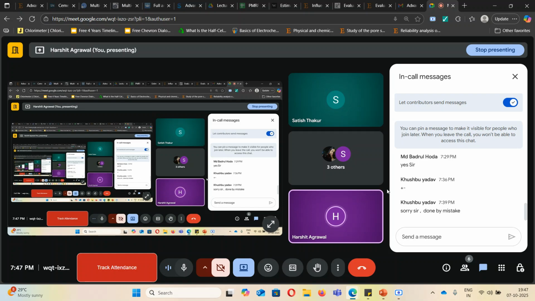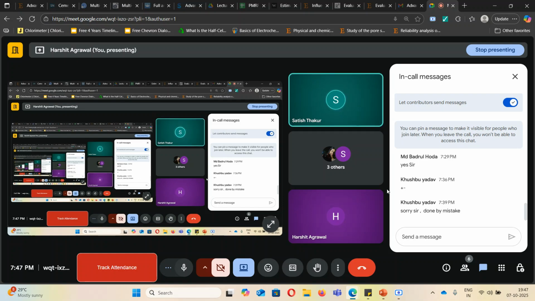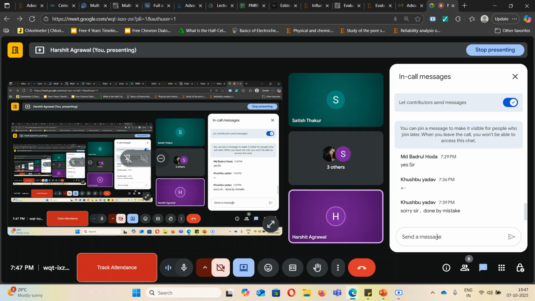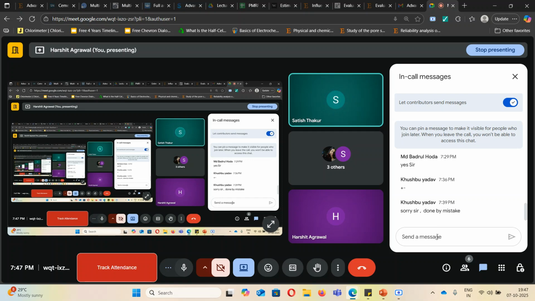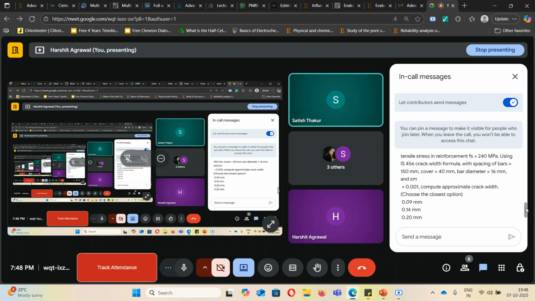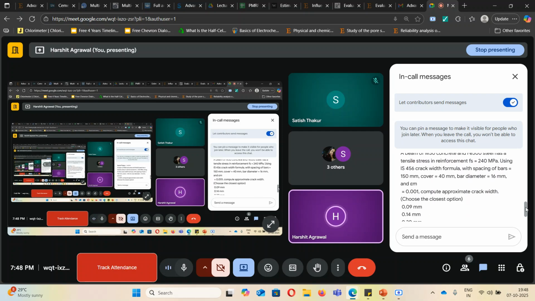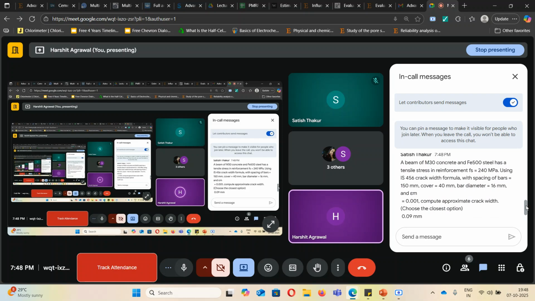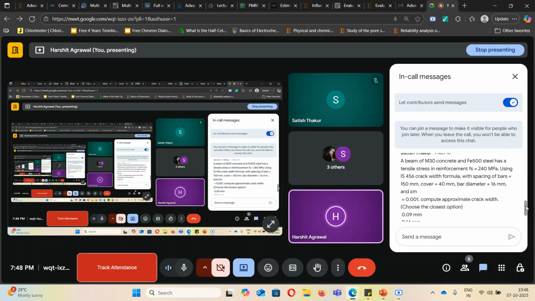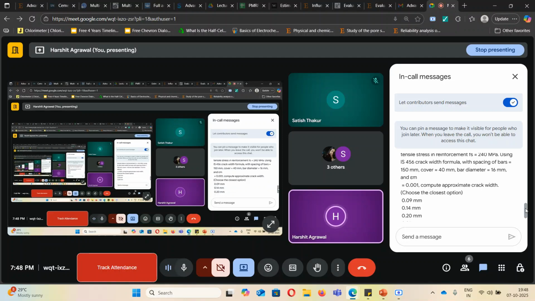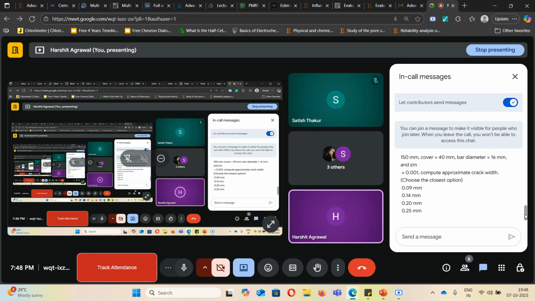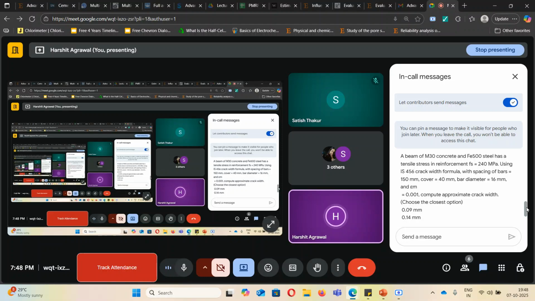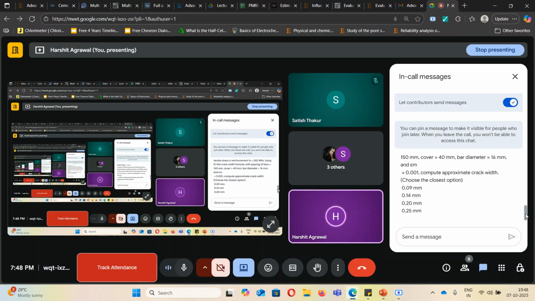Just let me check the question once. Question number 9 of 11. Can you just paste the question in the chat box? Okay, let me read. A beam, we know the concrete grade, we know the steel grade, with the tensile capacity. Using the crack width formulation, spacing between the bars and cover are given. Epsilon m we are told to assume as 0.001. Compute the approximate crack width, choose the closest value. Yes, there is some problem in this question. They should mention at which location the crack width needs to be calculated.